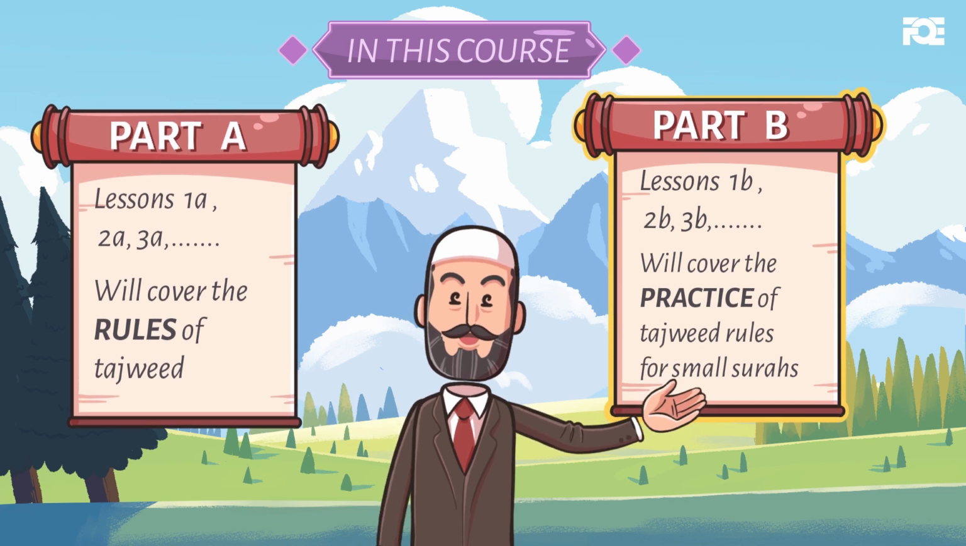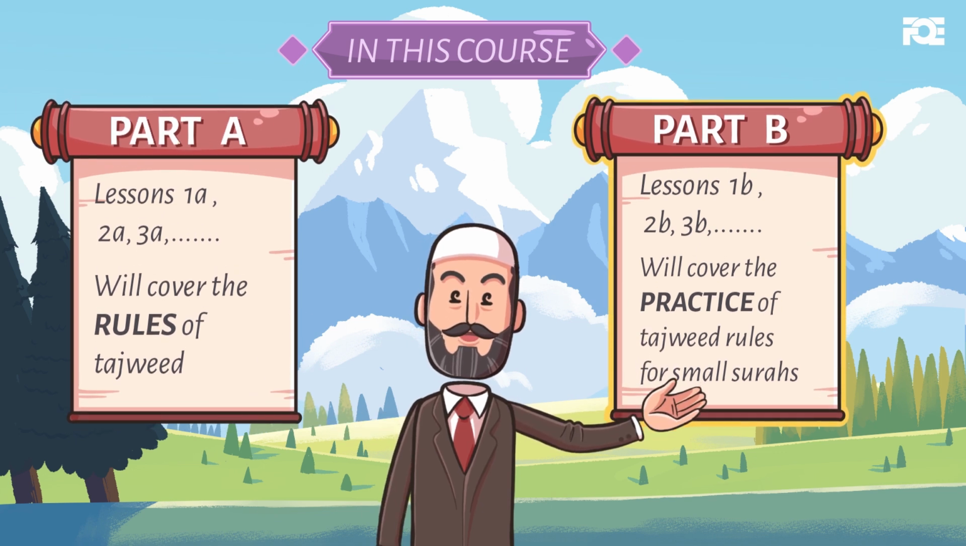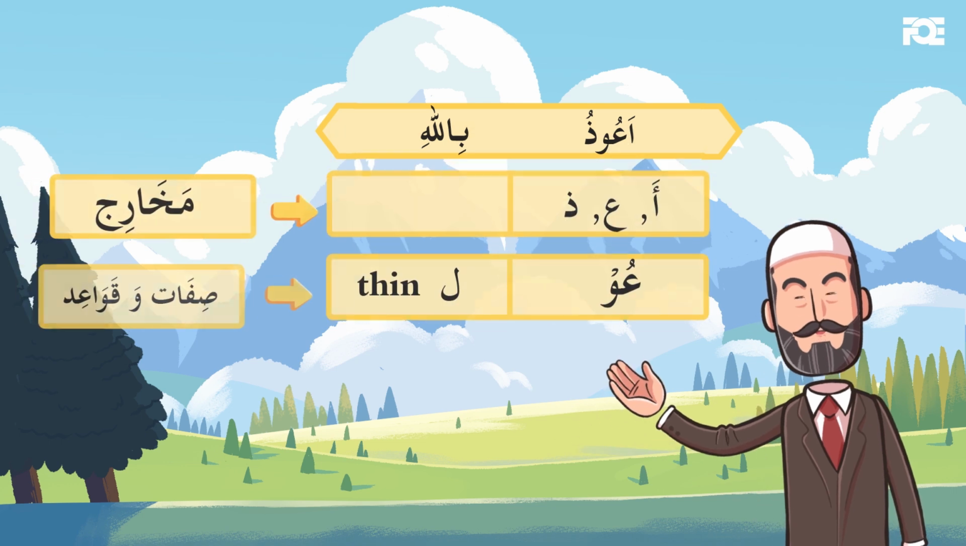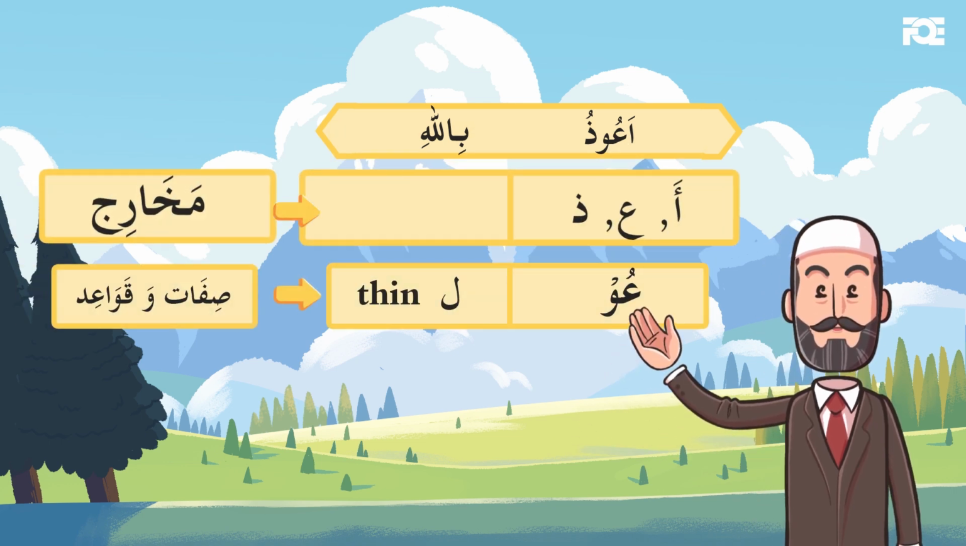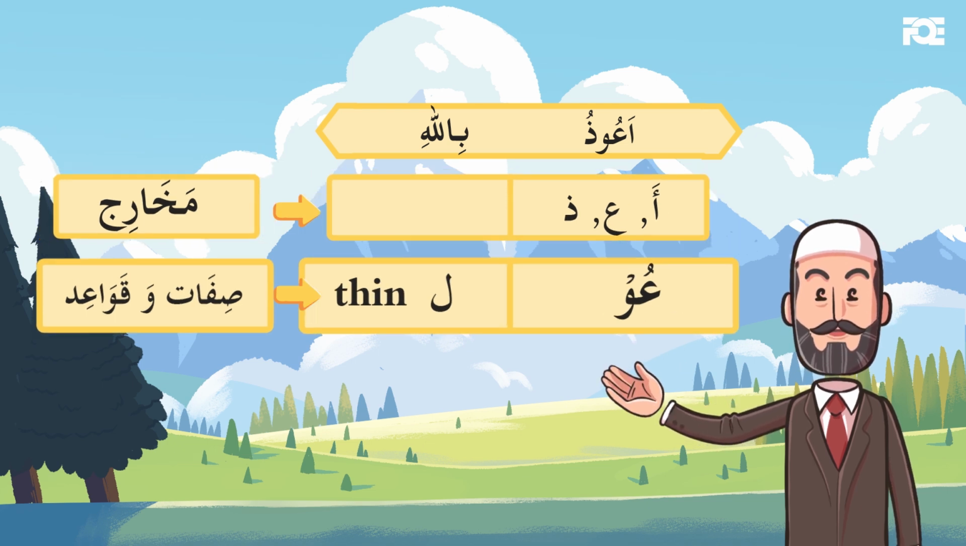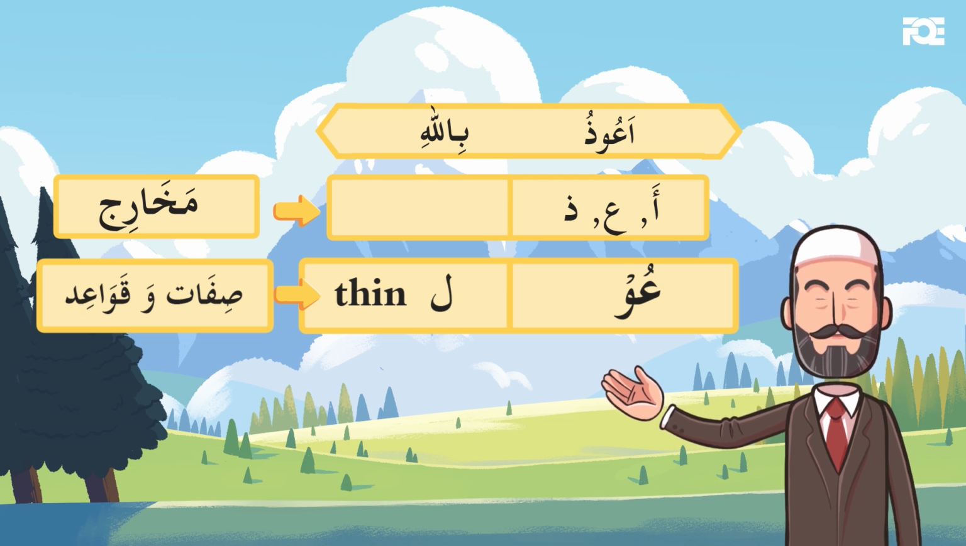In parts B, we will give you a number of Tajweed tips, inshallah. Also remember, whenever you see Arabic text, the first line below it will give you the letters where people commit mistakes in Makharij, and the second line gives those Sifat and Qawaid where people commit mistakes in general.